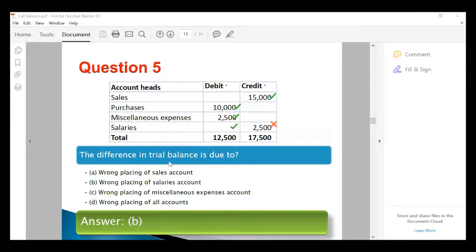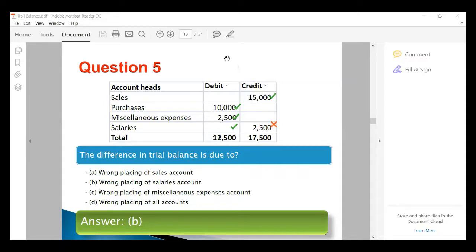So the difference in trial balance is due to what? Salary. Salary is supposed to be debited. Salary is expenses. Salary is nominal account. Instead of debit, we have credited. So that is the reason the total is not matching. Debit side of the total how much? 12,500. Credit side of the total how much? 17,500. What is the difference? 5,000 rupees difference. What can we do with the 5,000? The 5,000 can be transferred to suspense account. The difference in trial balance is due to the salary.